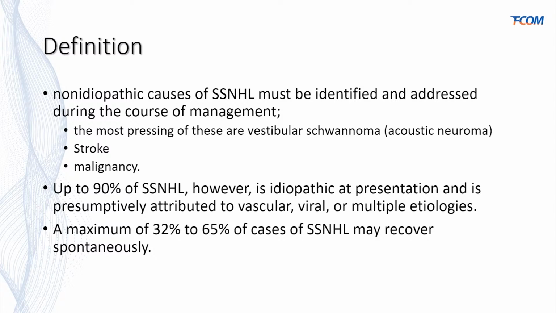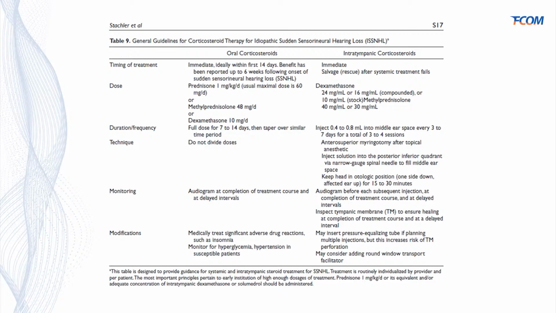The key is to start appropriate treatment as quickly as possible. The Academy has guidelines. They recommend ideally within the first 14 days, but sometimes as late as 6 weeks, beginning a high-dose oral prednisone of 60 milligrams per day for 7 days, titrated. In the event that they cannot tolerate oral prednisone due to diabetes or other comorbid factors, we can consider intratympanic injections with dexamethasone, and it's 3 to 4 intratympanic injections repeated every 3 to 5 days.